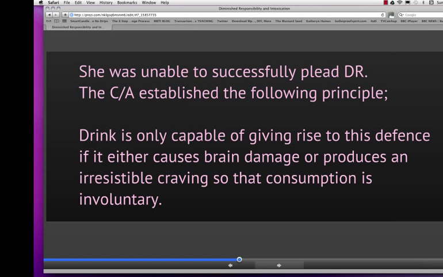Drink is only capable of giving rise to this defence if it either causes brain damage, or produces an irresistible craving so that consumption is involuntary. So if the first drink that she had taken had been through an involuntary need, in other words, a dependency, then she might have succeeded. However, she wasn't able to show this.